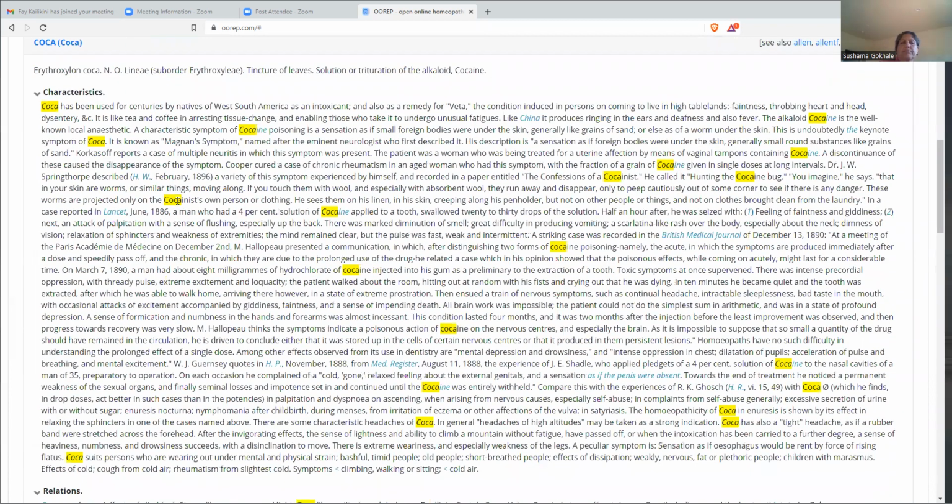So here it describes the medicine. Can you read this? It's been used for centuries by natives of West South America as an intoxicant, as a remedy for the condition induced in persons on coming to live in high tablelands. Faintness, throbbing heart, head, dysentery, and so on. It is like tea and coffee in arresting tissue change, enabling those who take it to undergo unusual fatigues, such as backpacking.